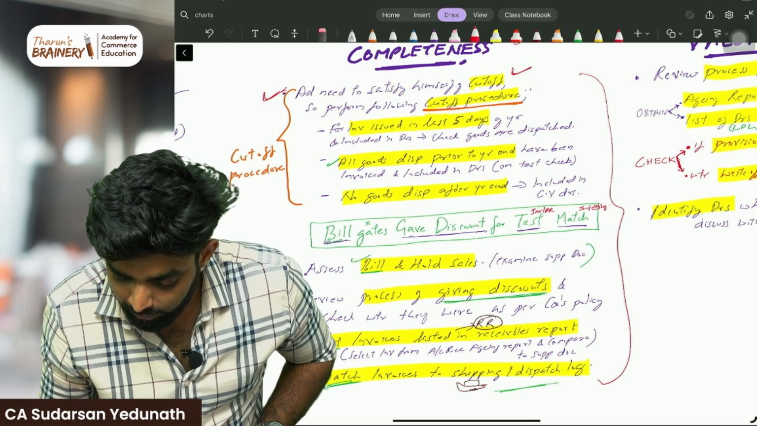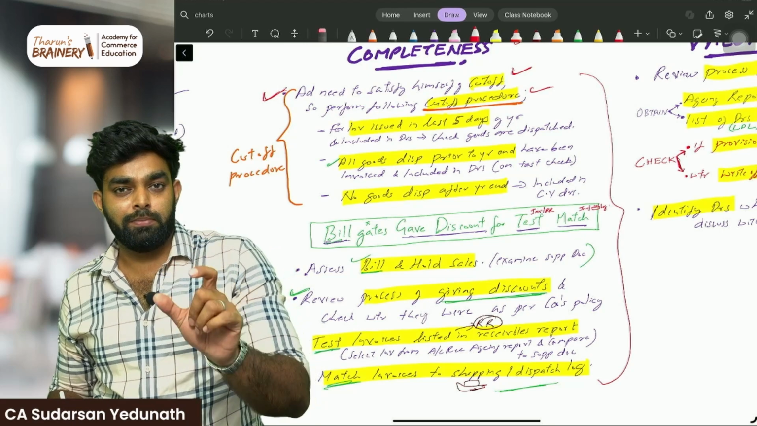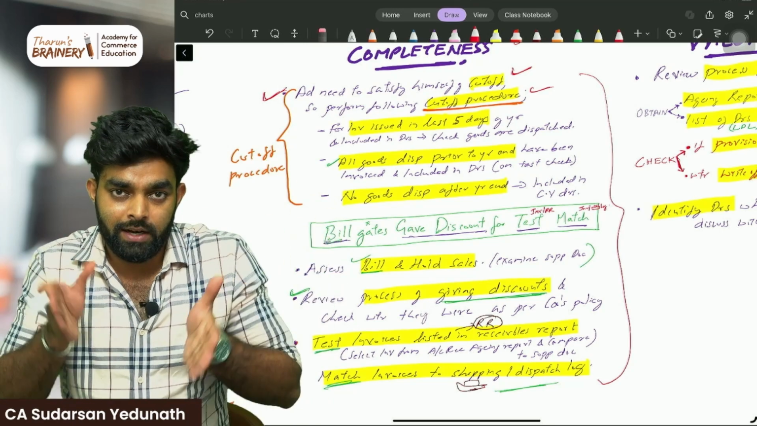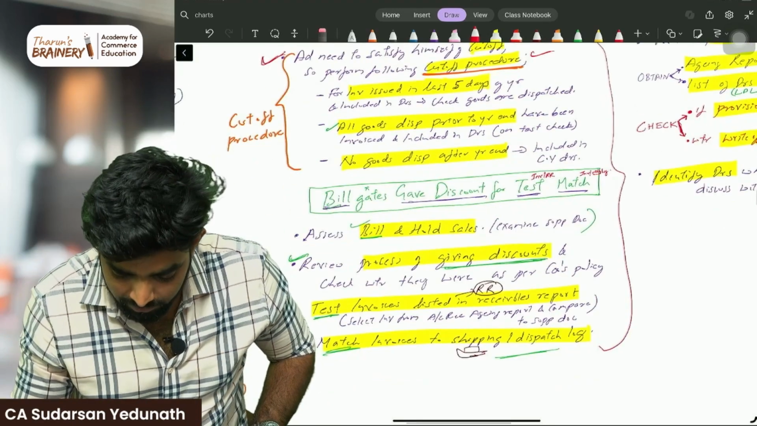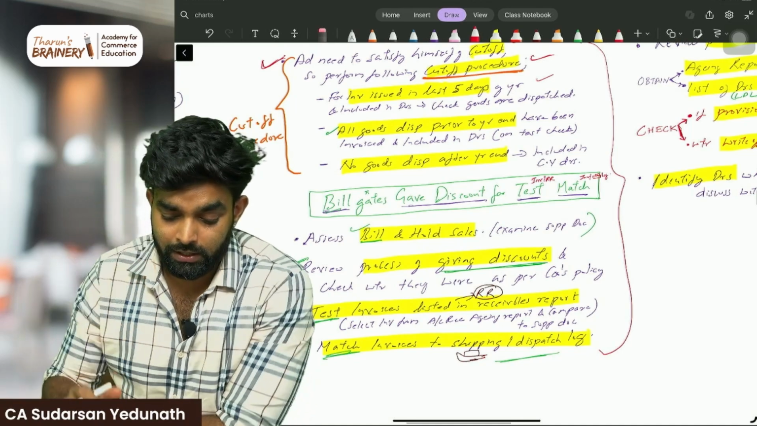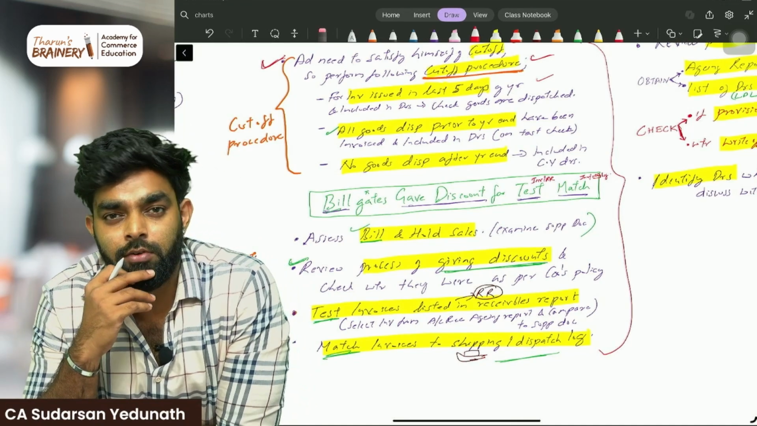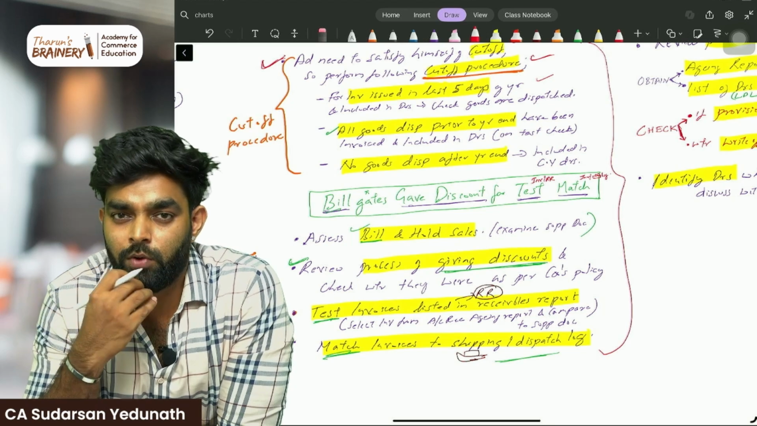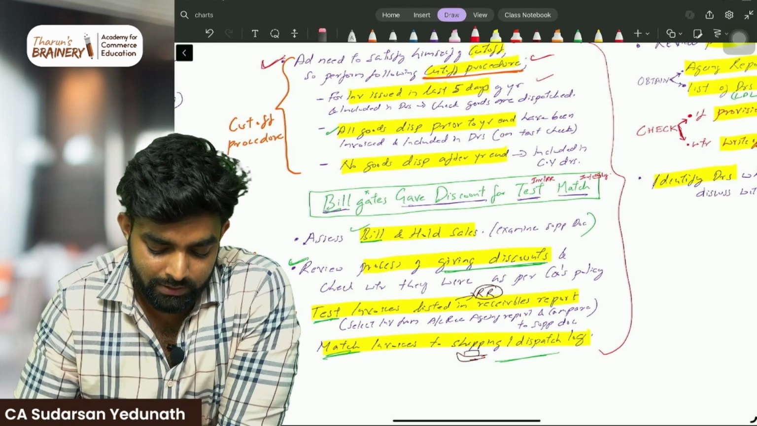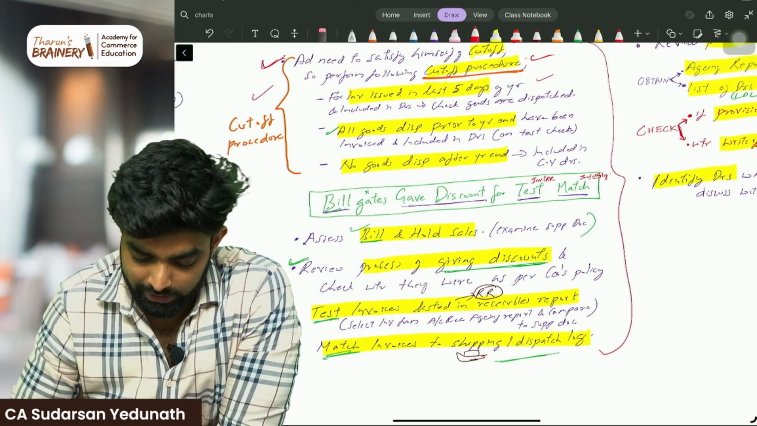So perform the following cut-off procedure. That is, the auditor has to make sure only those debtors are included here. So for that, what are the things he needs to do? This is what we call the cut-off procedure. If a question comes for 3 marks on cut-off procedure for trade receivable, write only these 3 points. If it's for 5 marks, write the entire points.